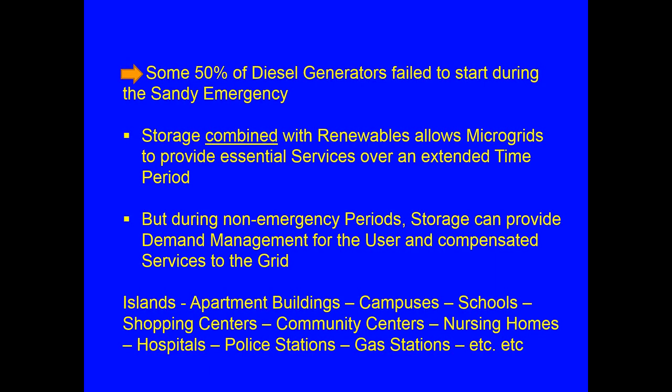What you can do is you can build microgrids that combine storage with renewables. A microgrid alone isn't going to do very much. But a microgrid with storage and renewables is going to provide essential services over an extended time period. Now, the same system, during non-emergency periods, the storage can provide demand management for the user and compensated services to the grid, and the renewables that you have in the system can provide green power to the grid.